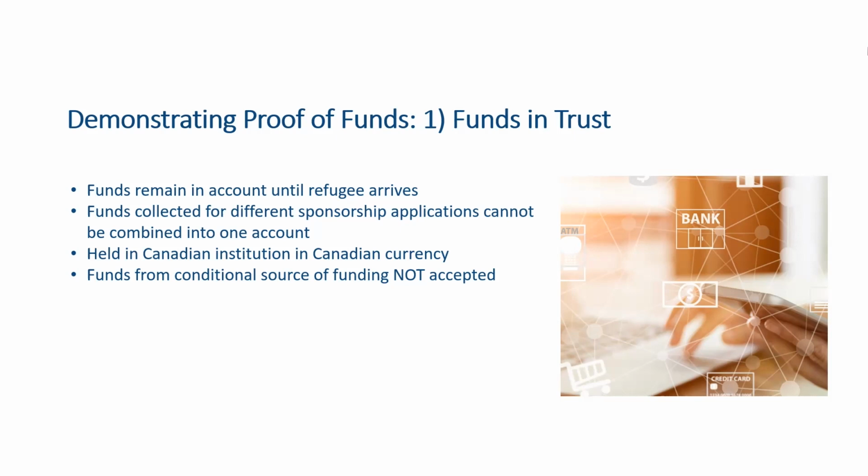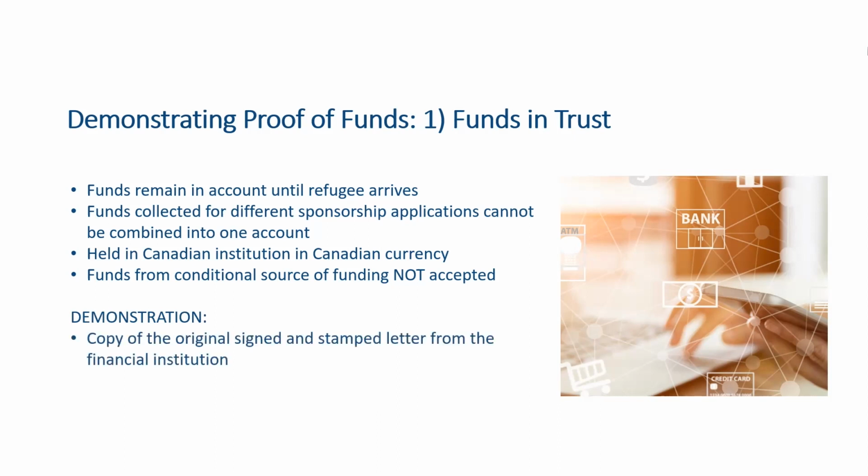Let's say the funds are in a GIC account or they're in an RSP account, and your CG or your co-sponsor says, yes, I can provide it once they arrive. I'm just going to withdraw it from those accounts when they arrive. You don't necessarily know when the refugees are going to arrive, given how unpredictable processing times are. So funds from conditional sources of funding will not be accepted. They have to be actual funds which your CGs, your co-sponsors, or you as a SAR actually have and are non-conditional.